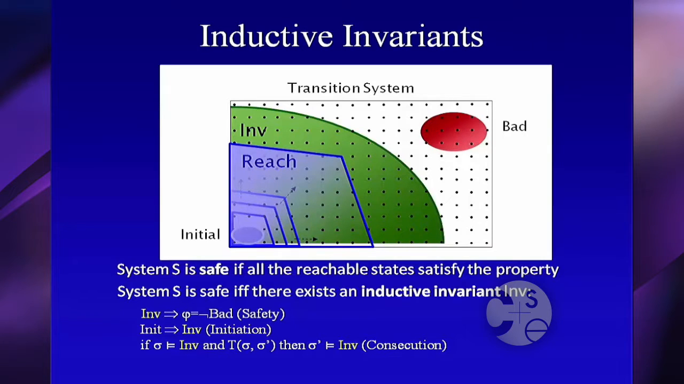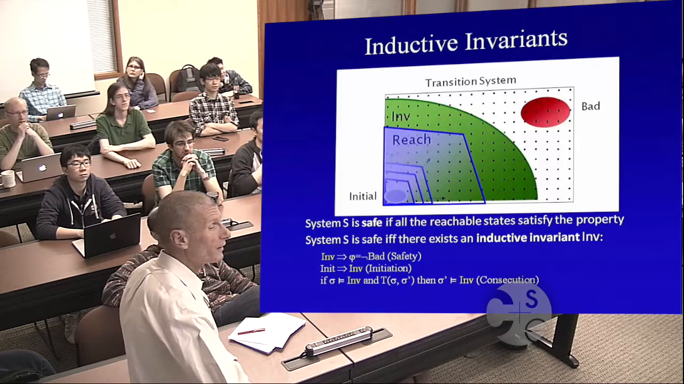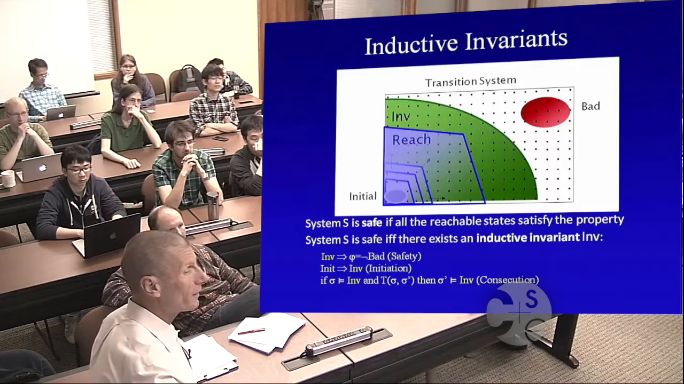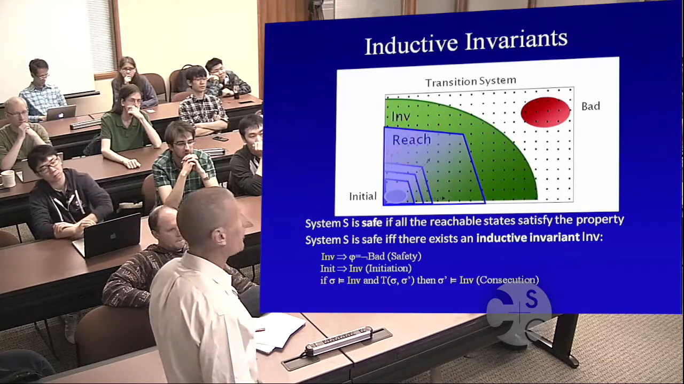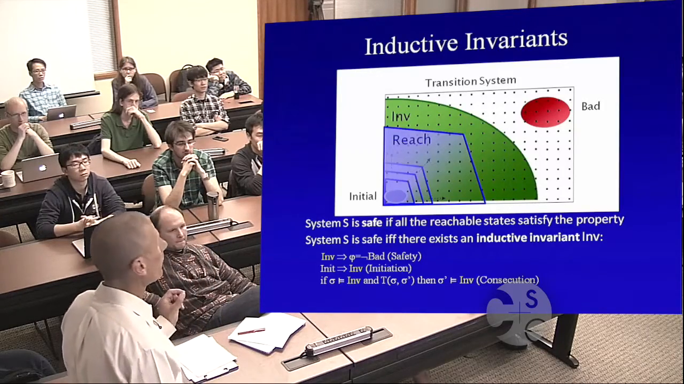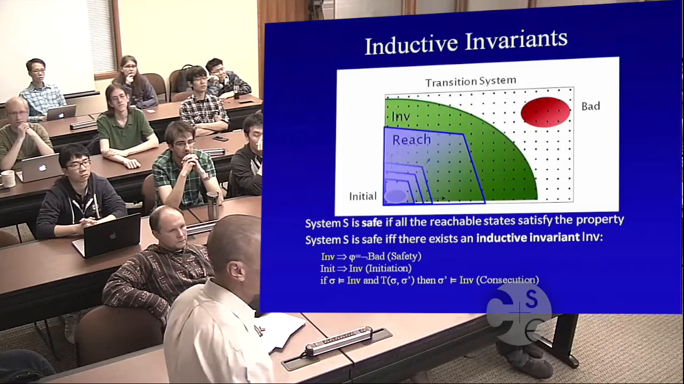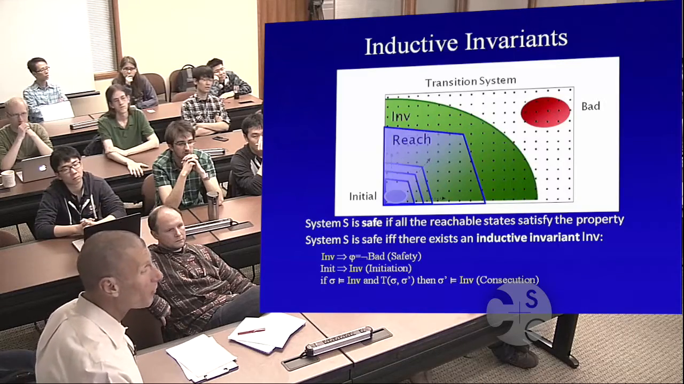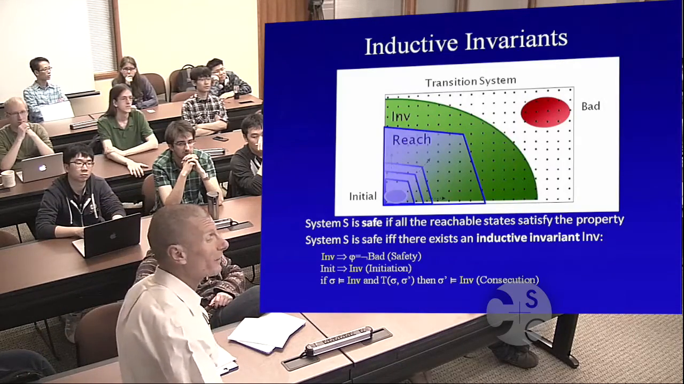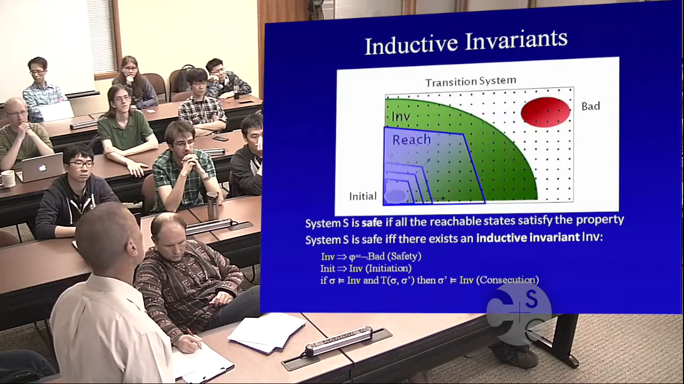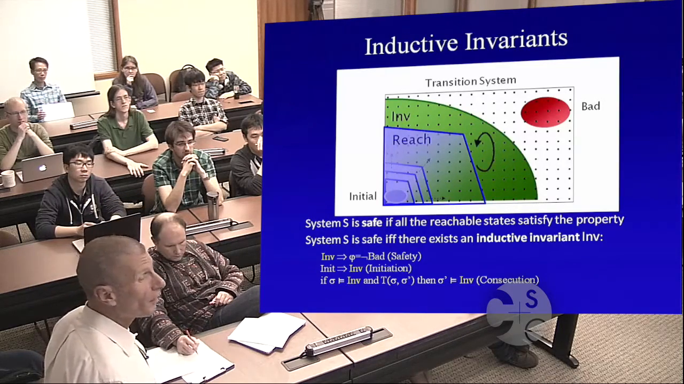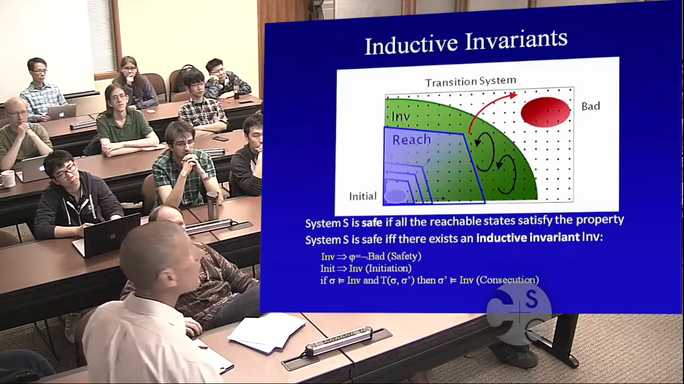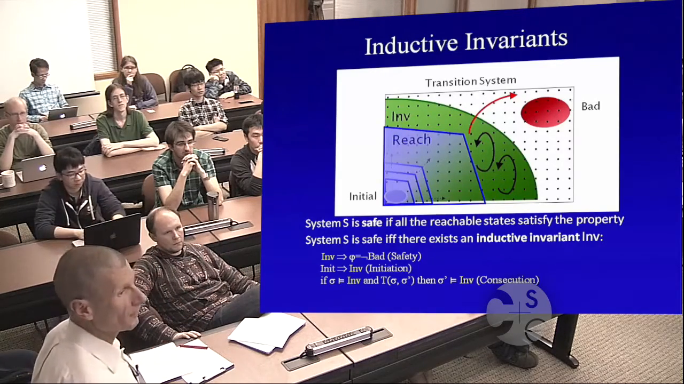It covers the reachable states, and it follows three properties. First of all, it doesn't intersect with the bad states, so the invariant implies the safety property. The initial state implies the invariant. And the most interesting property, which is tricky and which we have to understand, is that the invariant is closed under the transition system, which is called consecution. It means that whenever you take a state which satisfies the invariant and you execute one step of the transition system, it still satisfies the invariant. So, for example, this is a good transition. This is also a good transition, but this is a bad transition. We don't want to allow a transition which goes outside the invariant.